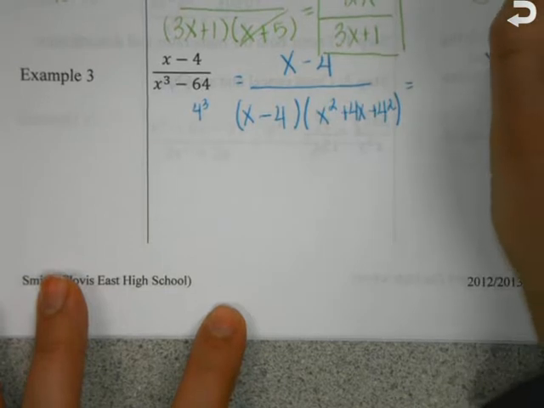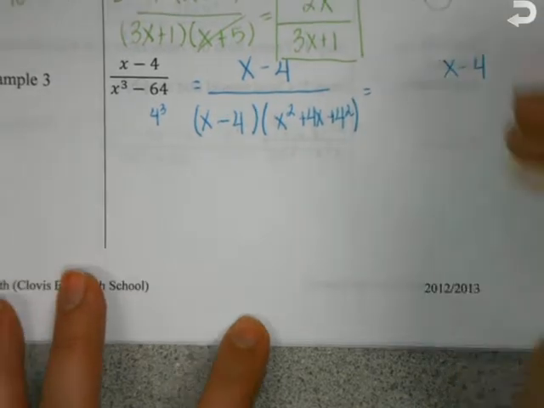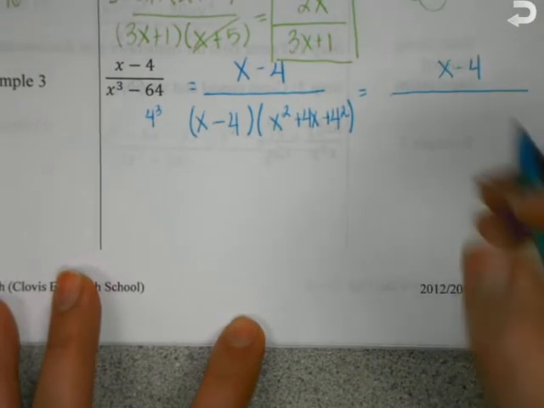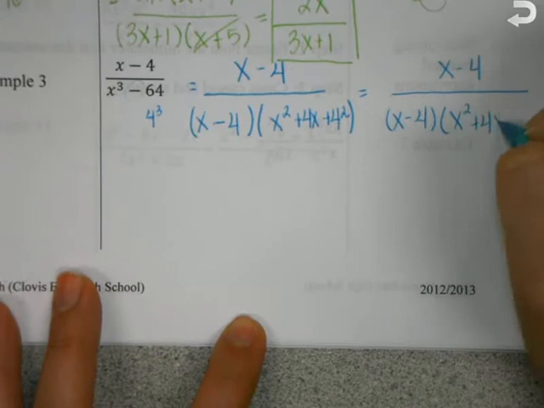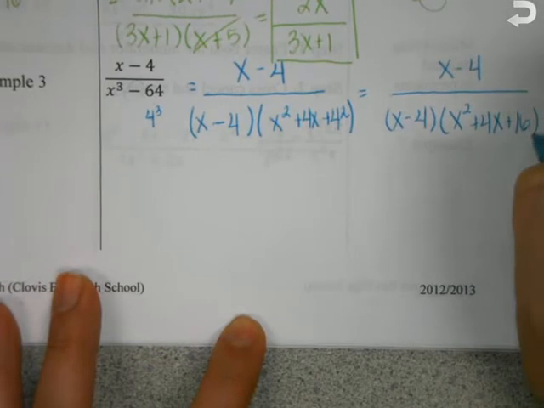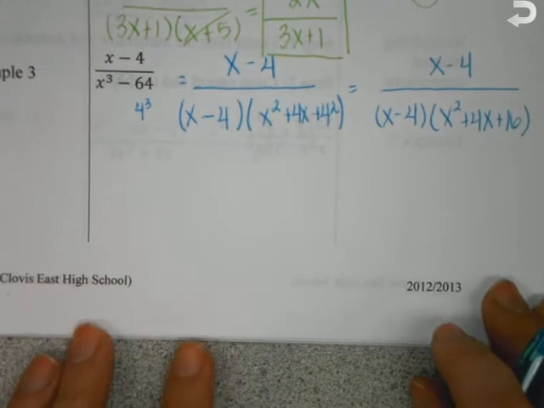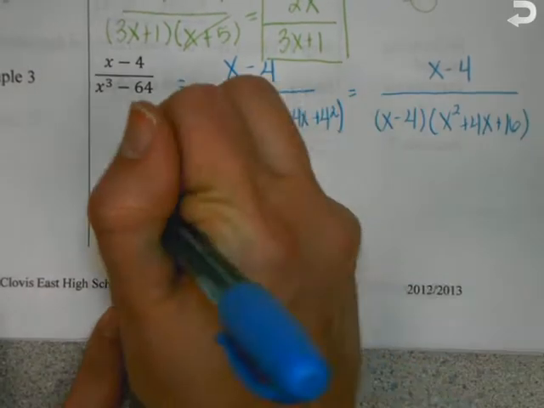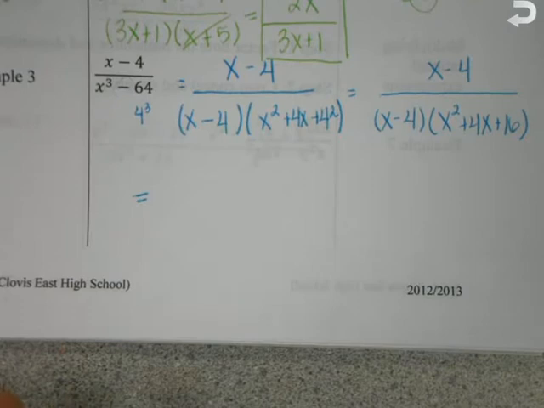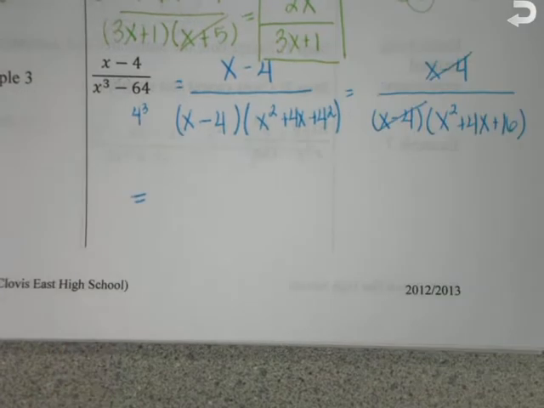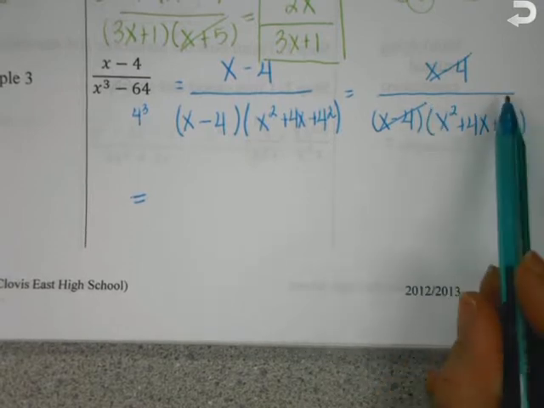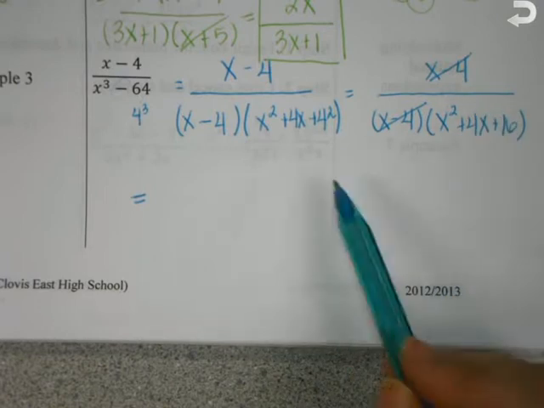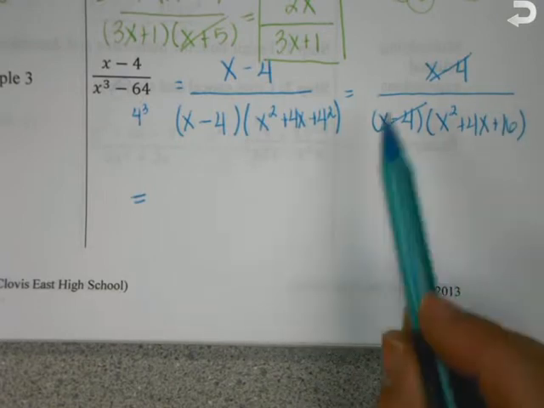We have to simplify first. X minus 4 times x squared plus 4x plus 4 squared, which is 16. Do you see anything that cancels here? X minus 4 and x minus 4. Okay, very common mistake, and I want to make sure that you guys do not miss this. This x squared plus 4x plus 16, where is it currently located? In the numerator or in the denominator? Denominator.